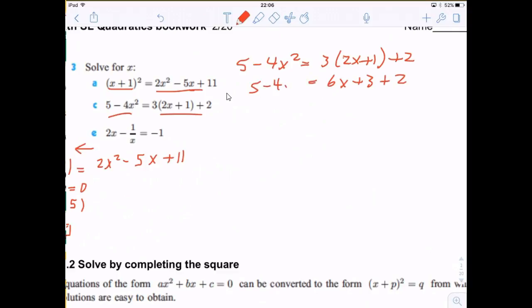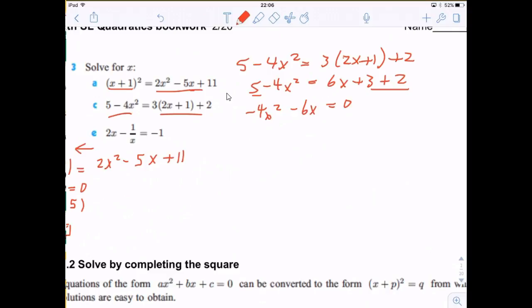5 minus 4x squared. And then I'm going to move everything to the left side. So it's going to be negative 4x squared minus 6x. And then I have 5 here, and I have 3 plus 2 here. Wait, 3 plus 2 is 5, so I have 5 on both sides. If I subtract 5 from both sides, I get 0. Okay? So negative 4x squared minus 6x equals 0.